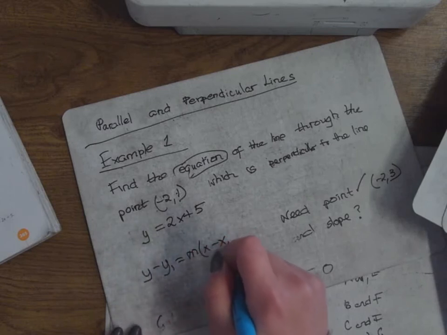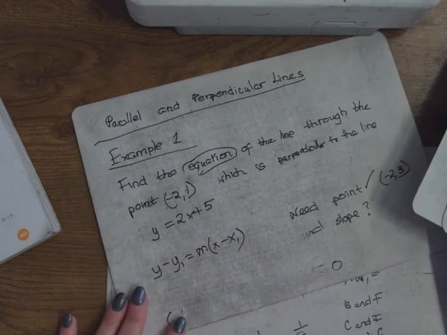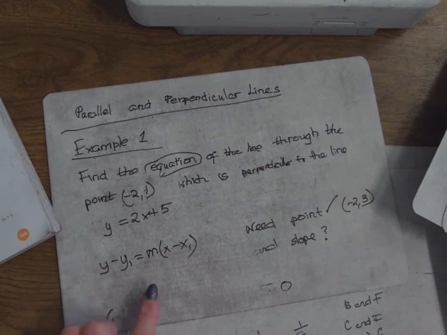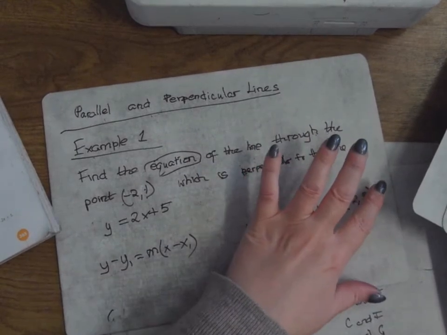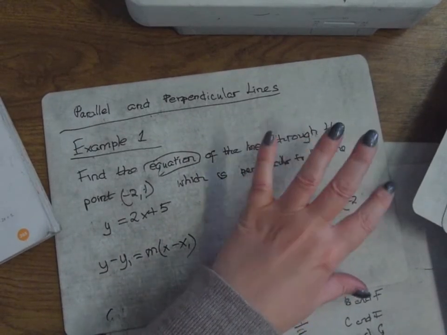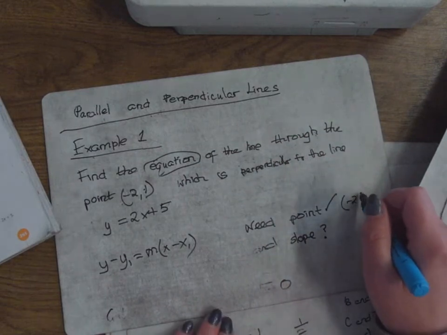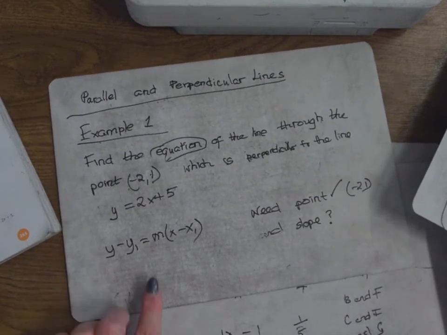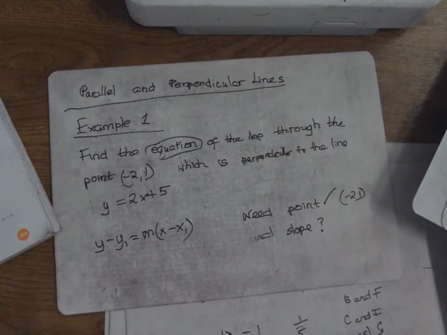So there's the formula I'm looking to fill in. In order to fill in this formula, I need a point, which they tell me was minus 2, 1, right? Okay, and then I also need a slope to fill out that formula. Eventually, that's what I'm going to do. I'm going to fill out that formula.